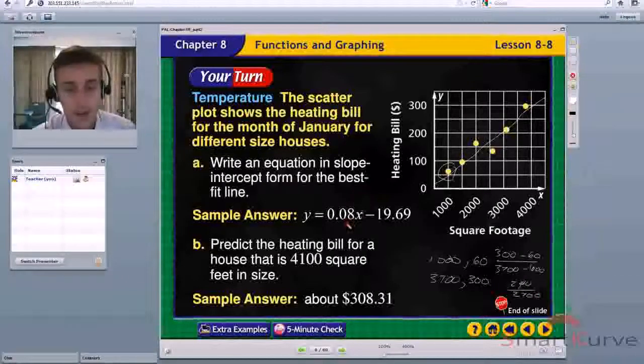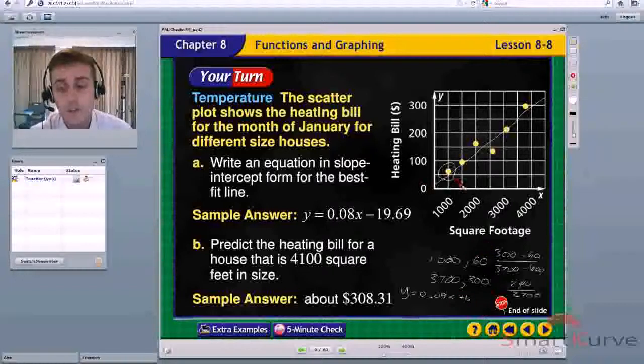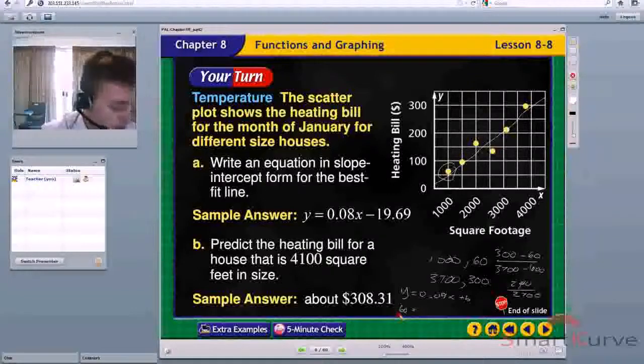is 0.088. So the points we used would give us y equals 0.09x. Now, for us to find what b is, we want to use plus b. We can use any of these coordinates, plug it in, and find what b would be. So if we use 1,060, we have 60 equals 0.09 times 1,000.